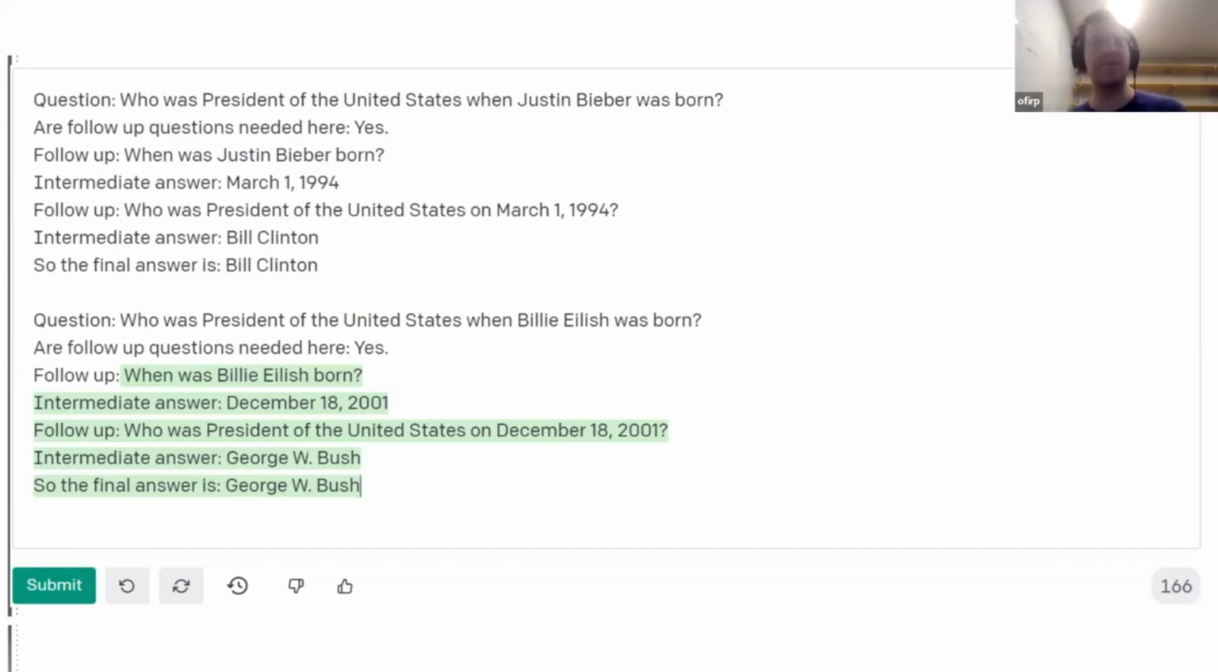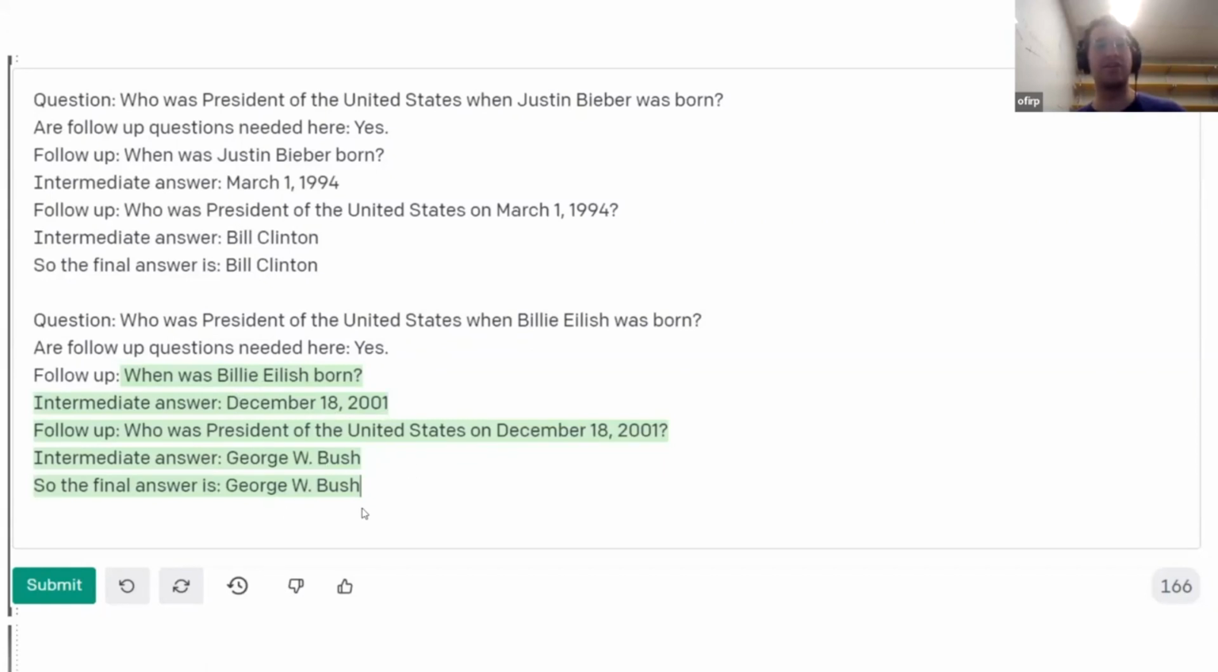Yeah, I'll just talk about this, because I don't know if I have a slide about it. So chain of thought is exactly this, just that chain of thought doesn't ask the follow-up question. So chain of thought will only have what we label as the intermediate answers, right? So if we ask chain of thought, who was president of the US when Billie Eilish was born, it'll just say, Billie Eilish was born December 18, 2001. The president of the United States on the day was George W.